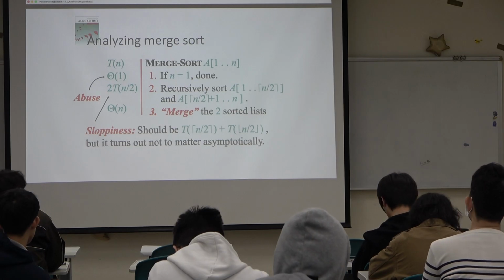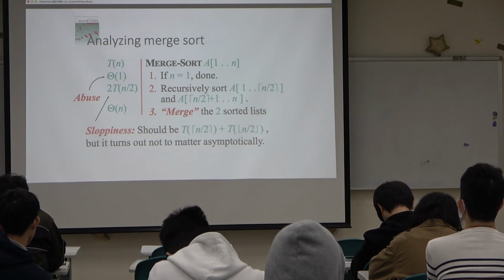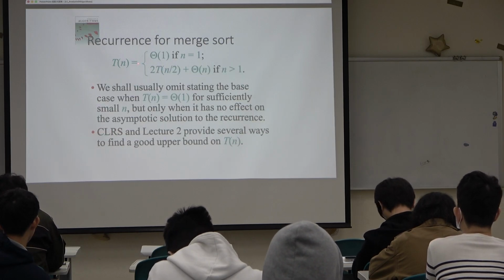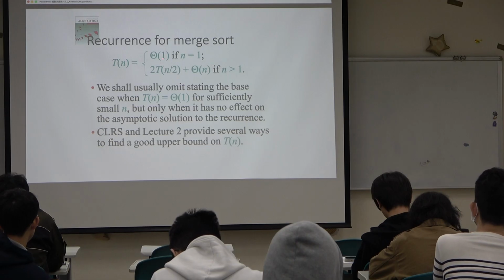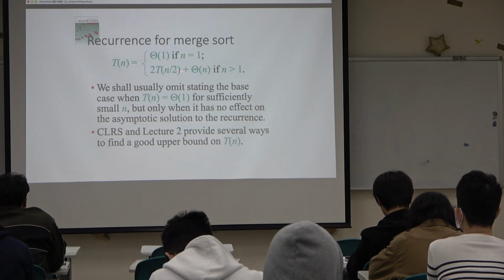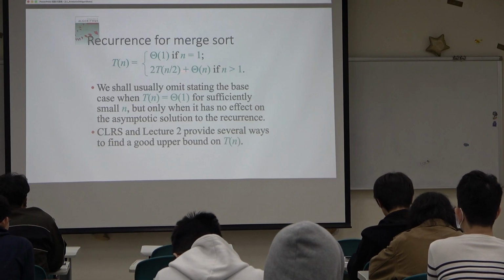Anyway, in reality, what happens is that T of n equals theta 1, a constant, if n is 1, or 2 times T of n divided by 2 plus theta n if n is greater than 1.